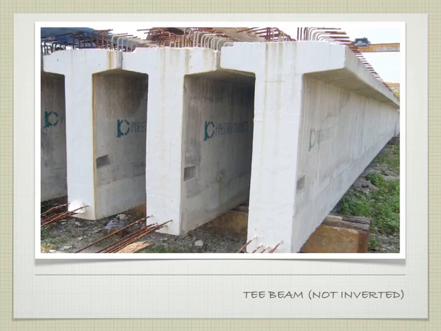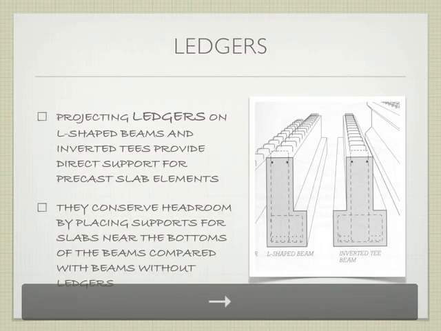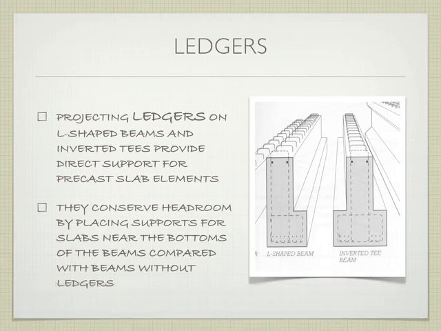So shapes can vary depending on what particular type of building you're going to use. You're going to pick a different type of beam, etc. So ledgers, right? These projecting ledgers are these little shelves on the L-shaped beam and the inverted T-beam, and they're great because they can help us conserve headroom in the overall height of a building.